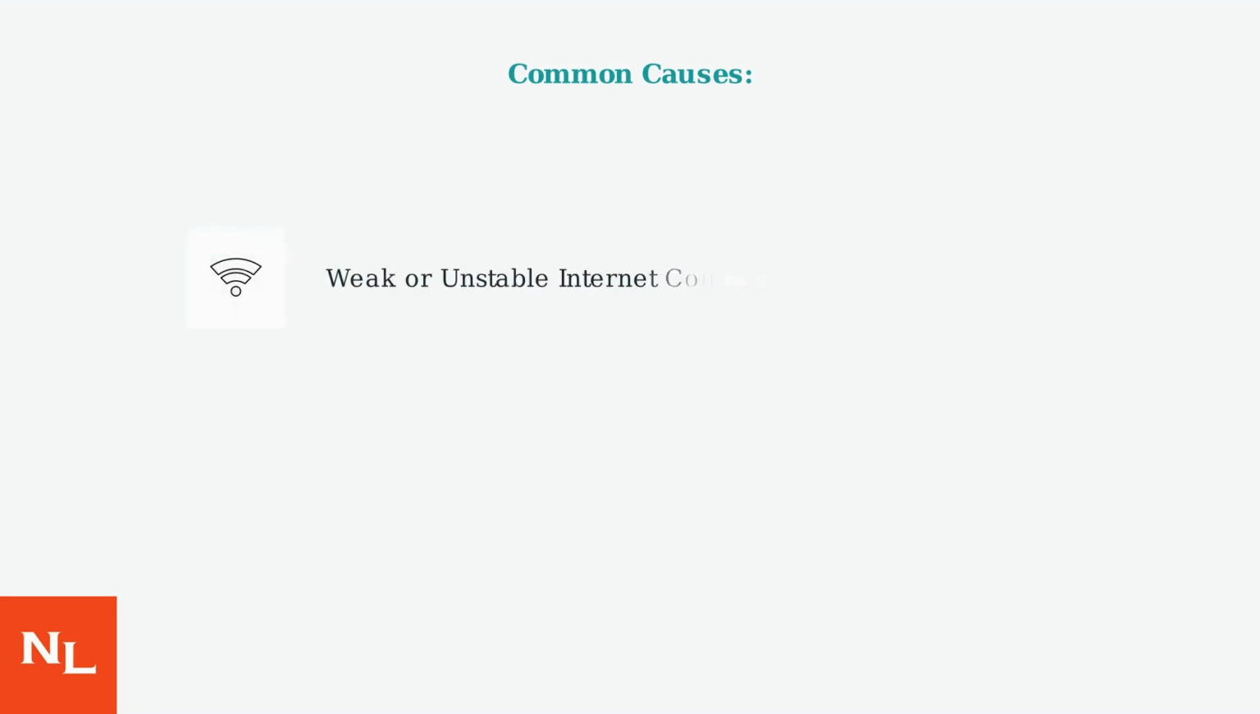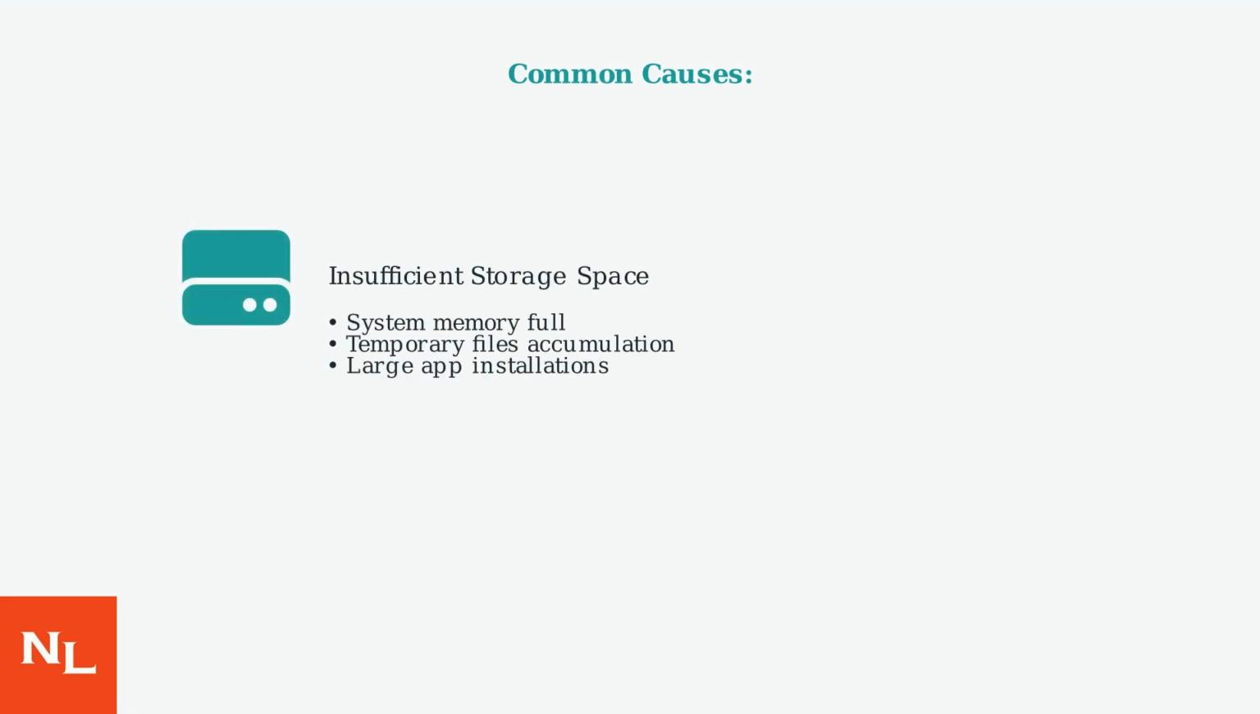First, a weak or unstable internet connection can prevent downloads from completing successfully. The infotainment system requires a stable Wi-Fi or mobile data connection. Second, insufficient storage space on the infotainment system can prevent new applications or updates from installing properly.